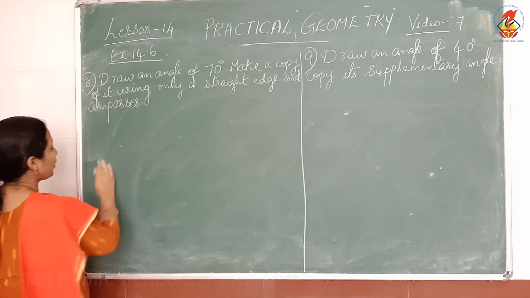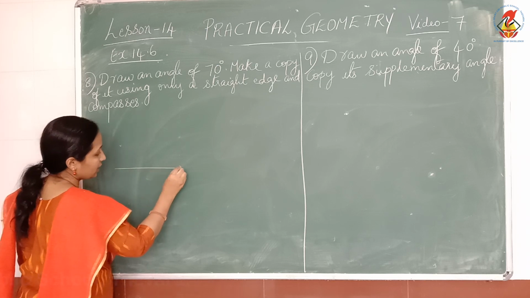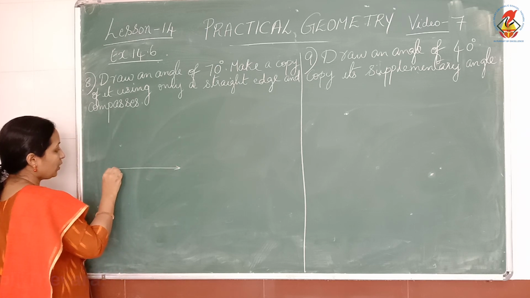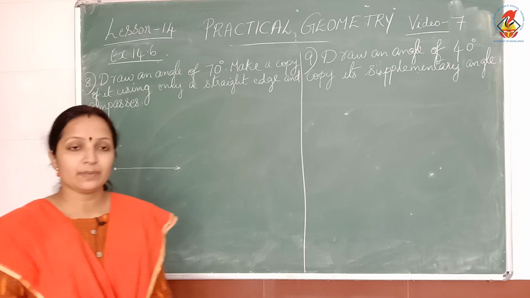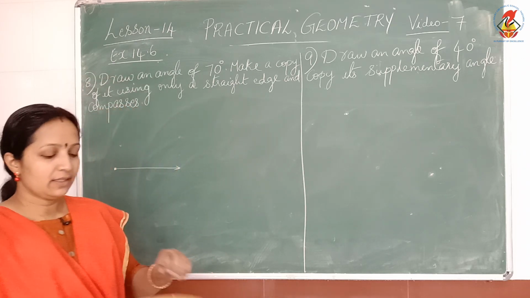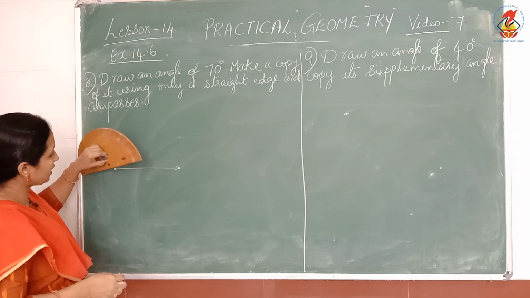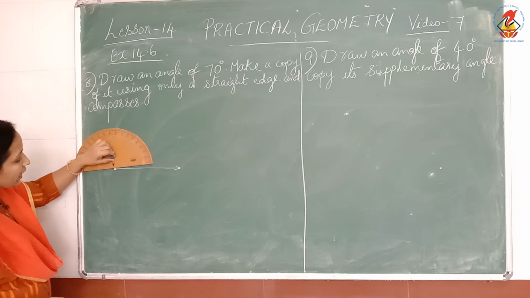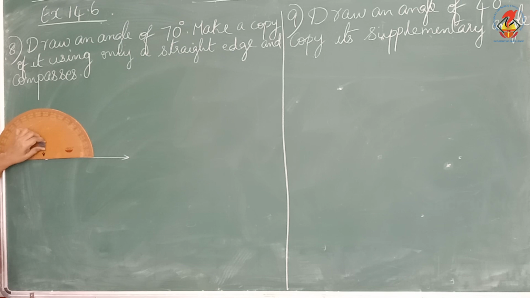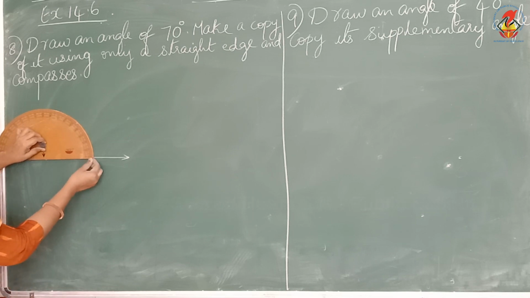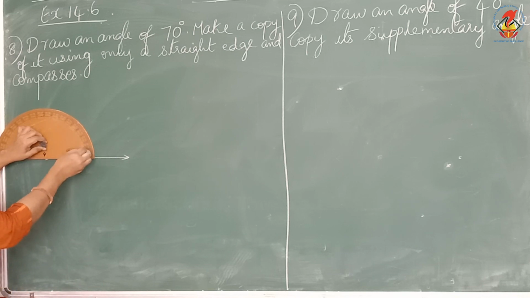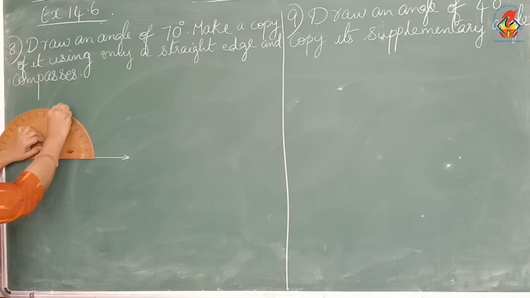What is the first step for drawing an angle? You have to draw one ray and mark the starting point of the ray. And what is the next step? Take your protractor and place the center point of the protractor at the starting point and the zero edge along the ray. Look at the inner scale, you can see 70 degrees here.